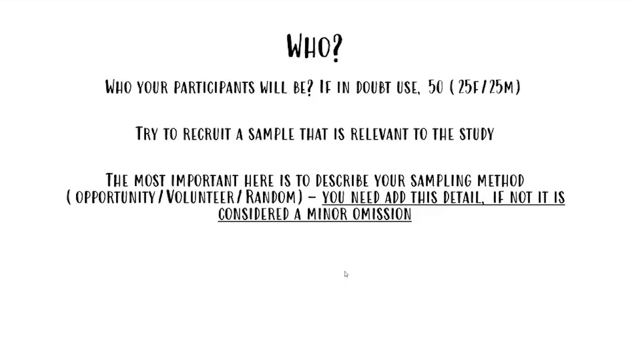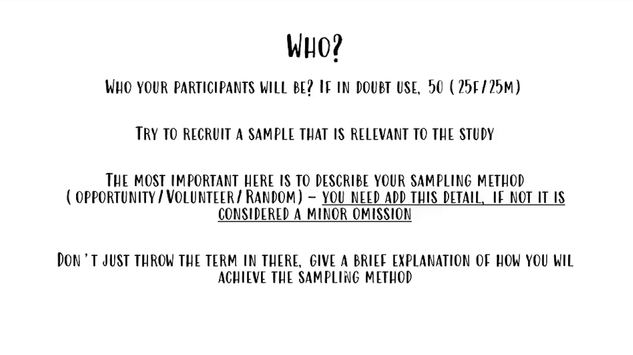You need to describe the sampling method, okay? If you don't have the sampling method, your study starts losing reliability, because then I cannot repeat the study in the same way that you did. And it's imperative that I do, right? For replication purposes. So you need to add that bit of detail, the sampling method. If you don't do it, it is considered to be a minor omission, and then you start losing marks.